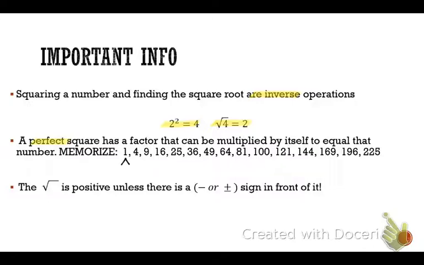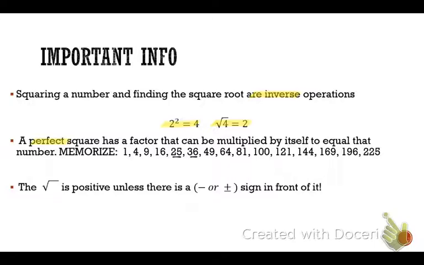1 is a perfect square because 1 times 1 equals 1. 4 is a perfect square because 2 times 2 equals 4. So why do you think 9 is a perfect square? Because 3 times 3 equals 9. So, and it keeps going. 4 times 4 is 16. 5 times 5 is 25. 6 times 6 is 36.